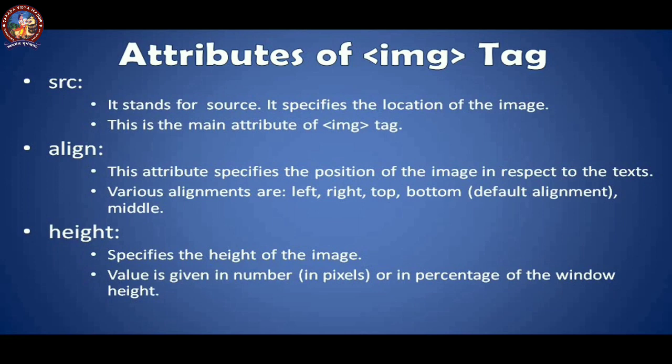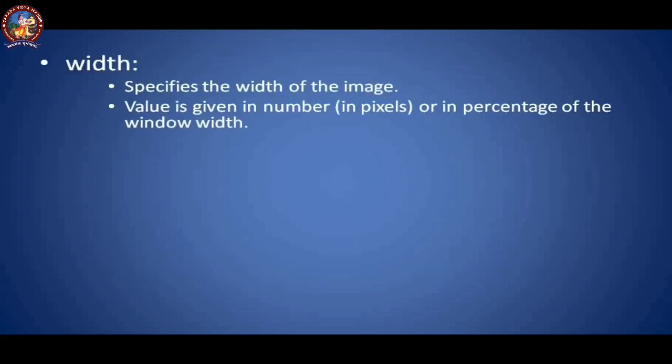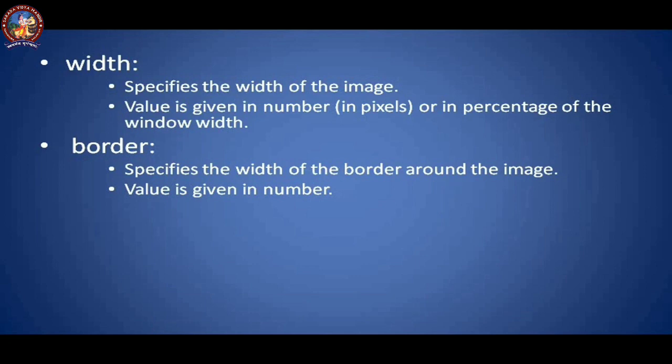The next attribute is the width attribute. Similar to the height attribute, the width attribute specifies the width of the image. The value of this attribute is also given as a number or as a percentage. The next attribute is the border attribute. The border attribute is used to give a border around the image we are providing in the web page. The value is also given as a number, and the number is in pixels.